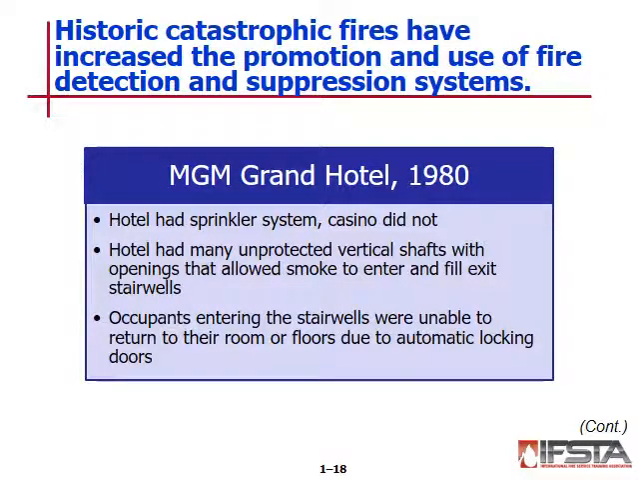MGM Grand Hotel, 1980. The hotel did have a sprinkler system. However, the casino did not. The hotel had many unprotected vertical shafts with openings that allowed the smoke to enter and fill the exit stairwells. Occupants entering the stairwells were unable to return to their rooms or floors due to an automatic locking door. So essentially, they got trapped in this smoke-filled environment and could not get out without going through it.